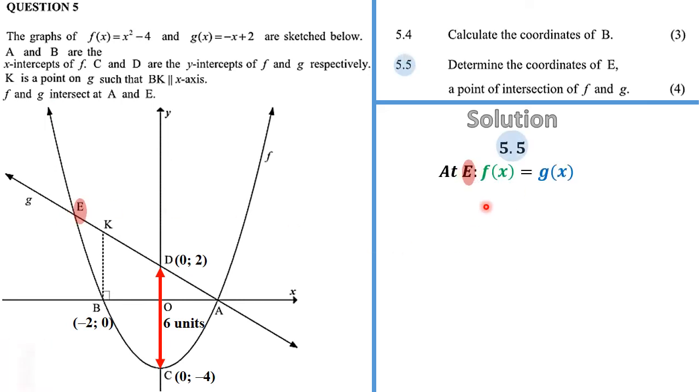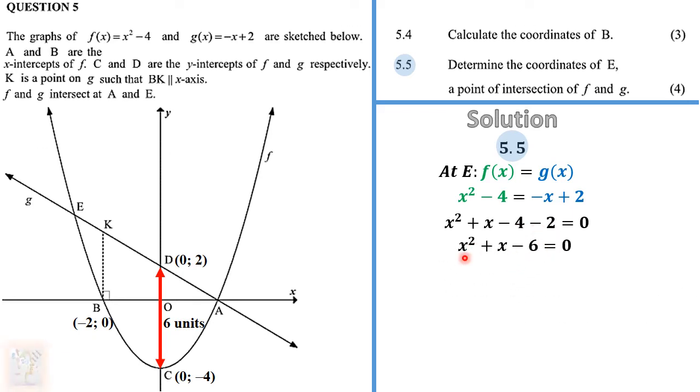Exactly. Then we'll just say, all right, f of x at E, we know f of x is equals to g of x. Okay? Then you substitute your f of x with x squared minus 4, and then your g of x with minus x plus 2. Then you write this in the standard form. Writing it in the standard form means you take everything on the right-hand side to the left-hand side. Then minus x will become positive, and then positive 2 will become negative 2. And then we have like terms here. You add them. Minus 4 minus 2 is minus 6.